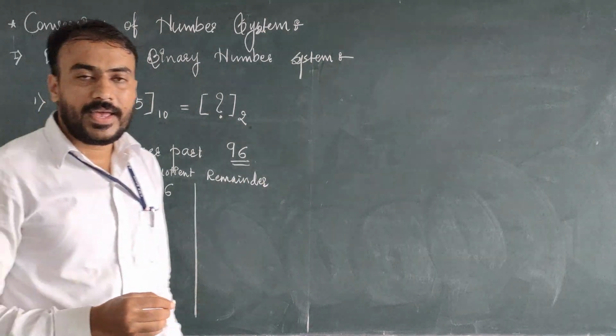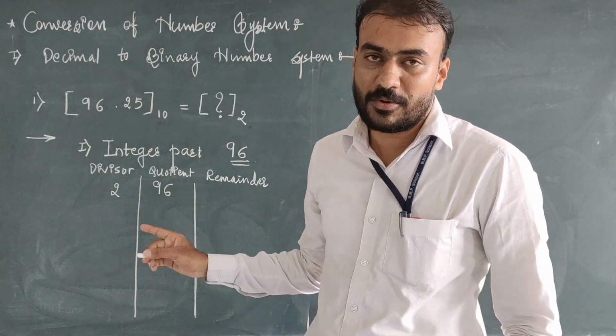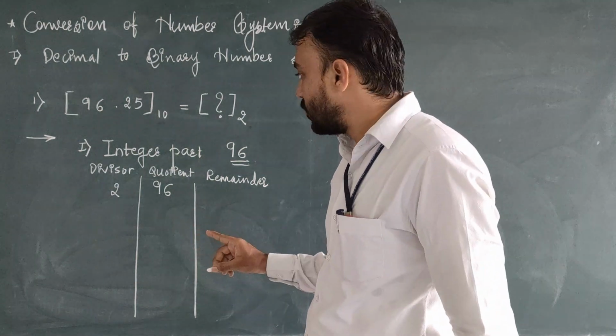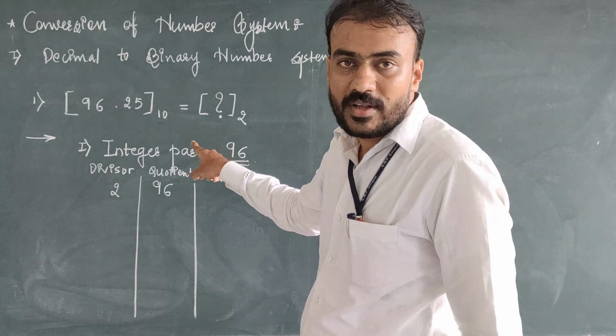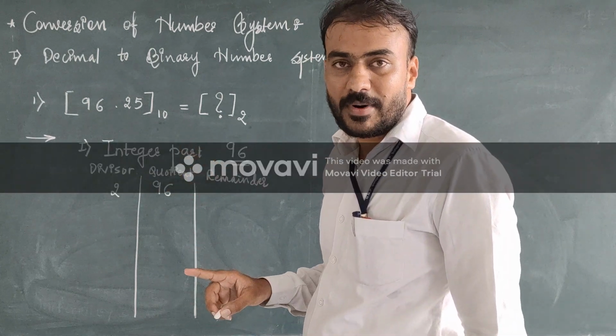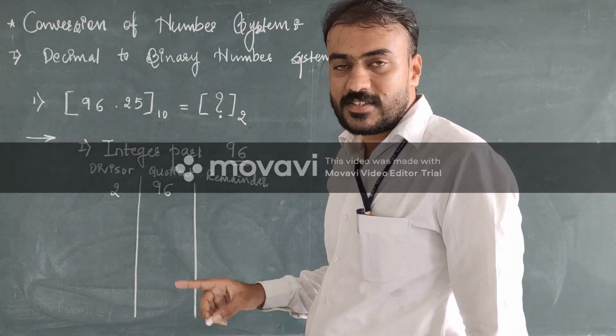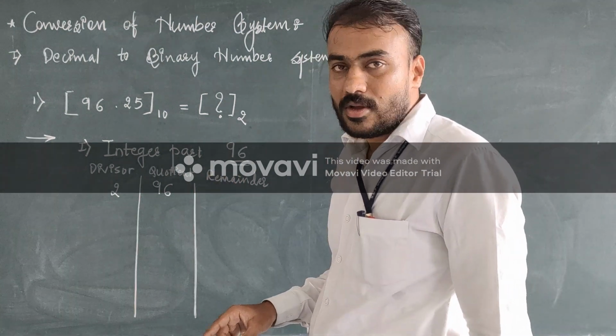To convert any given decimal number into binary, we have to follow a process. What is the process? First of all, split the given number into two parts, that is the integer part and the fractional part. Solve them separately. How to solve the integer part is what we are going to discuss now.